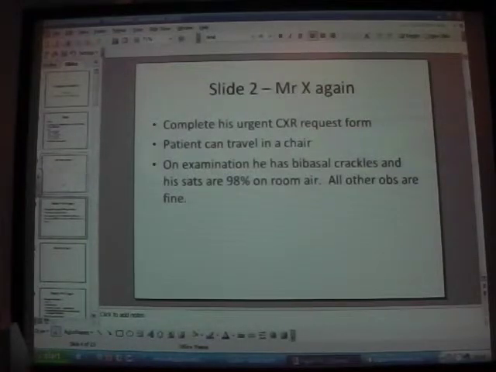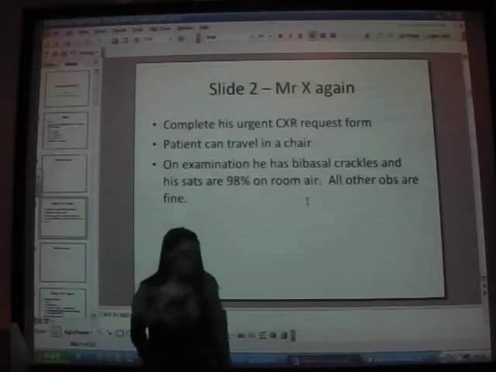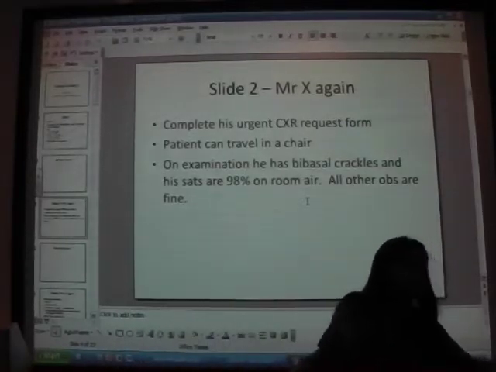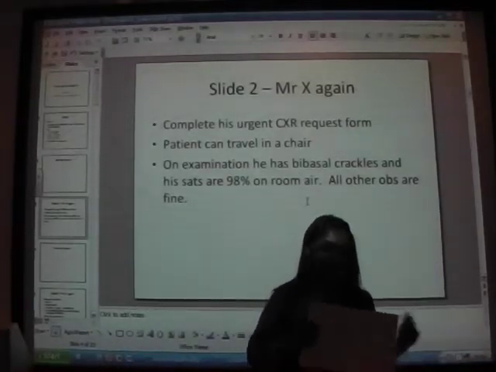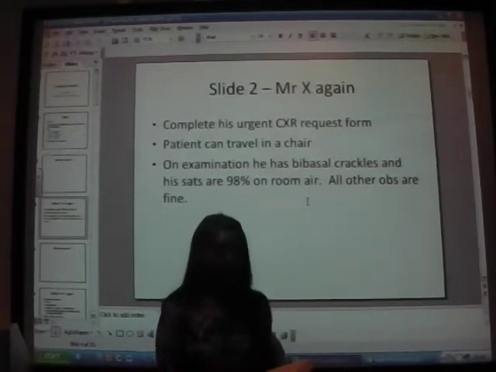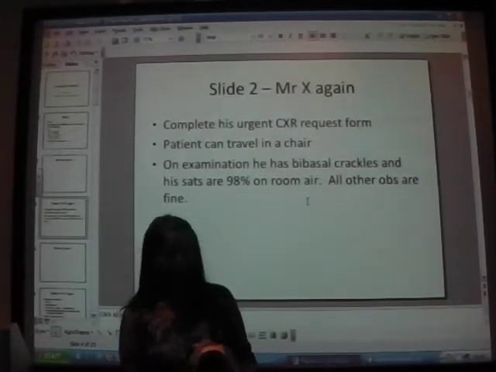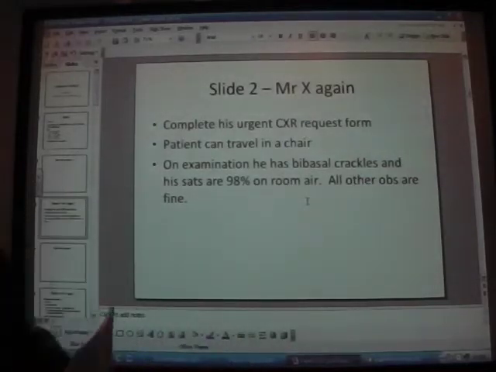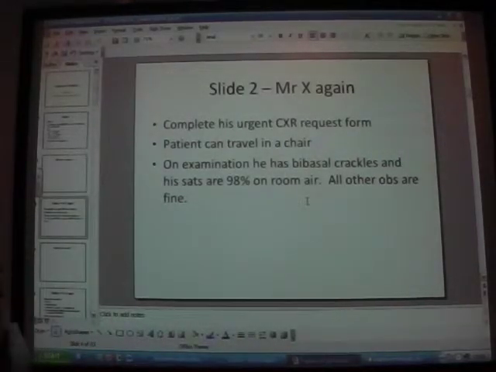Okay, slide 2. Same patient, I want you to fill out the chest X-ray request form. There should be plenty of those. And fill out as much detail as you can. I just want to check who's got them. Who doesn't have them? I think there's another pile there. That's because they haven't been handed out. Sorry. You hand it out that way. You guys hand it out that way.